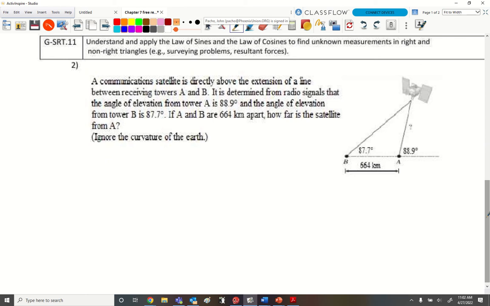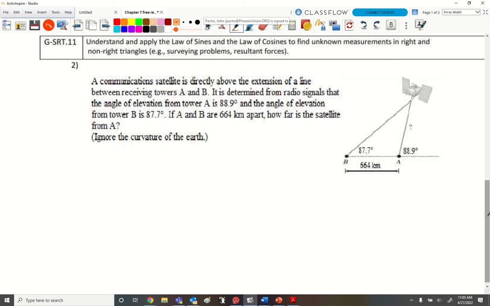All right, so next one, satellite. A communication satellite is directly above the extension of a line between receiving towers A and B. It is determined for radio signals that the angle of elevation from tower A is 88.9. Okay, that's going to be right here, straight up to there.